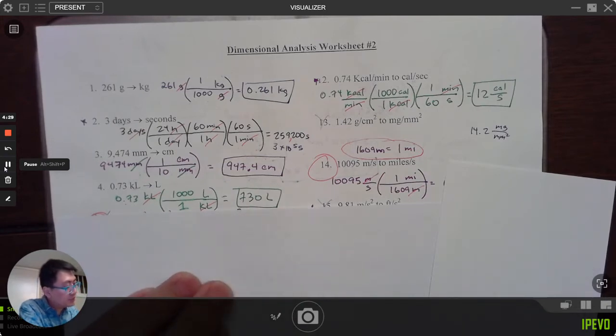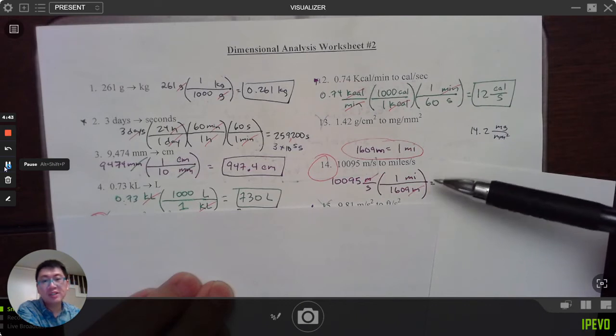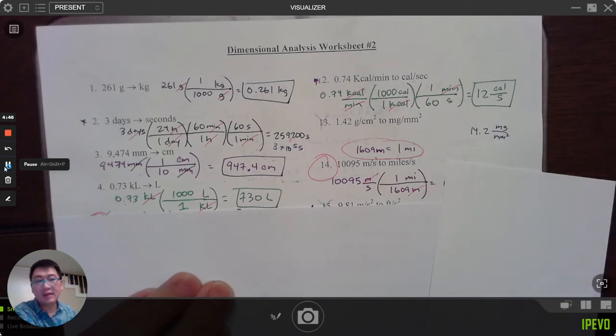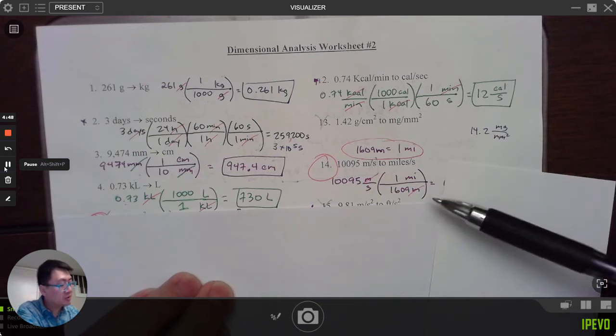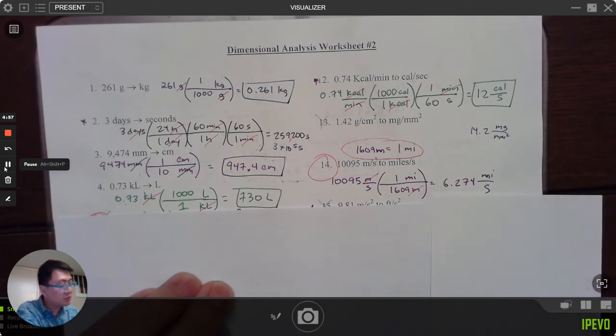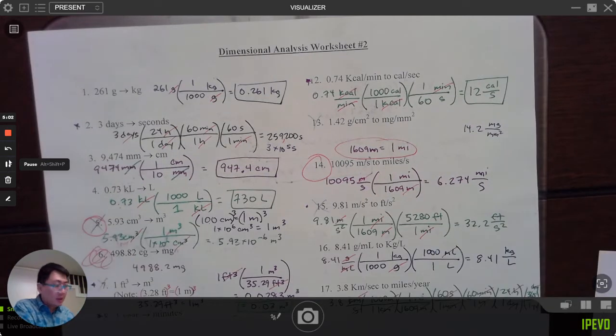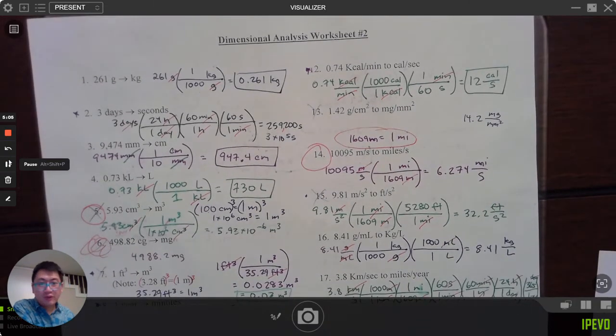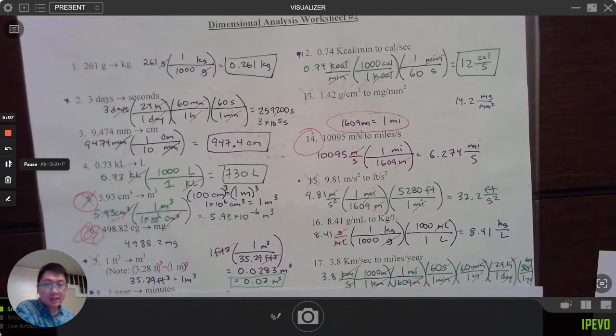Question number 14. 10,095 meters per second is how many miles per second? You're really just converting meters to miles. And a conversion factor here, again, this would be given to you on the test. You can find it on the other worksheet that has all the conversion factors. But there's 1609 meters in a mile. So meters cancel, then you have miles per second. On a calculator, I got 6.274 miles per second.